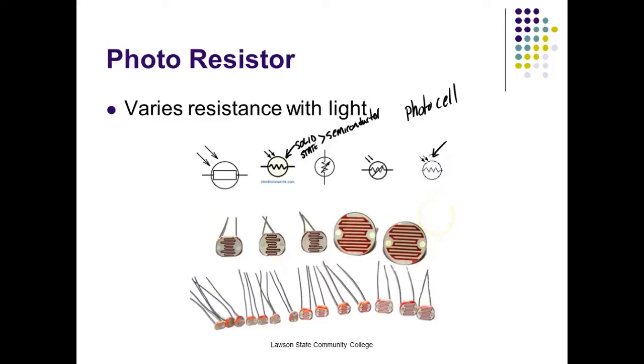This is the symbol we use over here in the United States. This is the ISO symbol, or the international symbol, of a resistor. But notice they draw the arrows pointing in. When you see arrows pointing in, it means it's receiving light. If you see arrows coming out, it means it produces light. This is a generic symbol, by the way. It could represent a thermistor, a photoresistor, or any other device that varies its resistance with temperature.